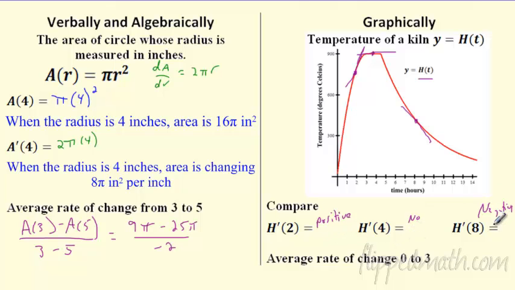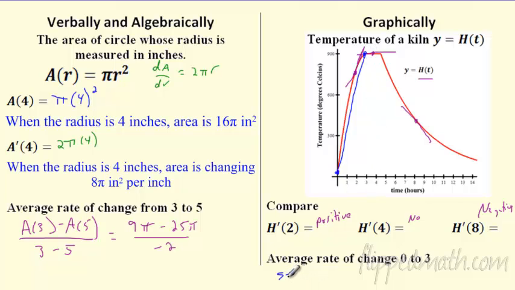Isn't that pretty cool? Could you find the average rate of change if you had to in this problem? Sure, no problem. From 0 to 3 would be what? From 0, it's slightly above, it had already been on or something there. Up to 3 is here. It looks like right here. So what am I finding with the average rate of change? I'm actually finding the slope of this line, which is that secant line.